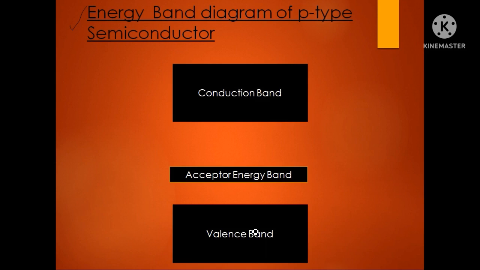So this hole can easily attract the neighboring electron from the semiconducting crystal. That is why this acceptor energy band is just above the valence band and lower than the conduction band. So electrons can move from the valence band to the acceptor energy band, in order to increase the conductivity of the semiconductor crystal.